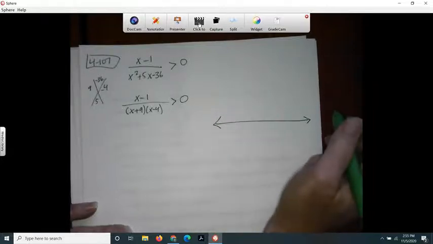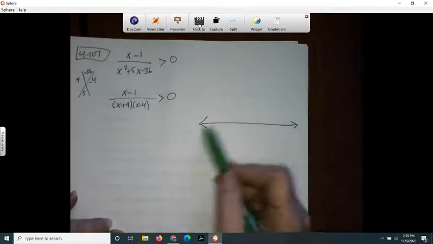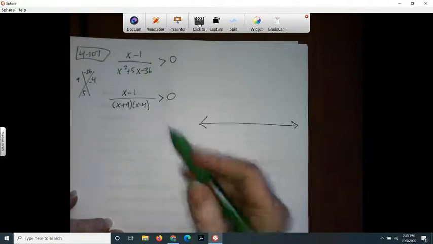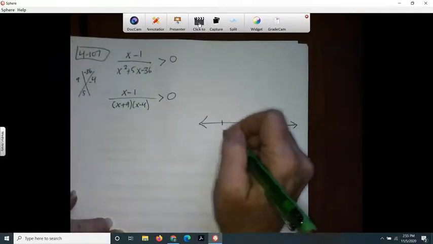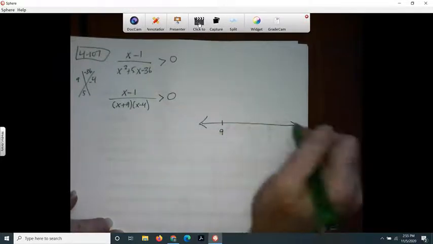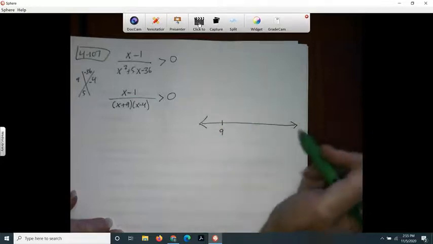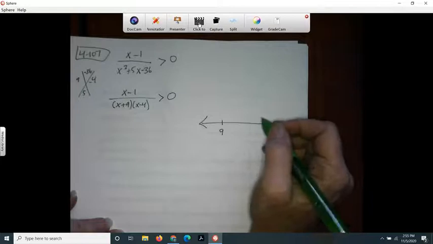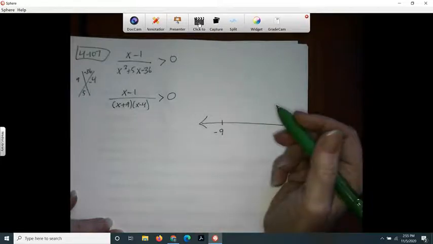So I know that this graph is going to cross the x-axis at 1. So that's one of my split points. I'm going to have a 1 from here, a negative 9, and a 4. So let's put those in order. Negative 9. I'm not really worried about the accuracy of this, I'm just using it as a chart. A 4. Wait, that's negative 9. A 1 and a 4.